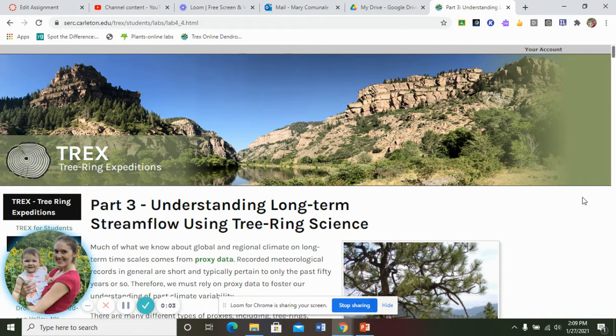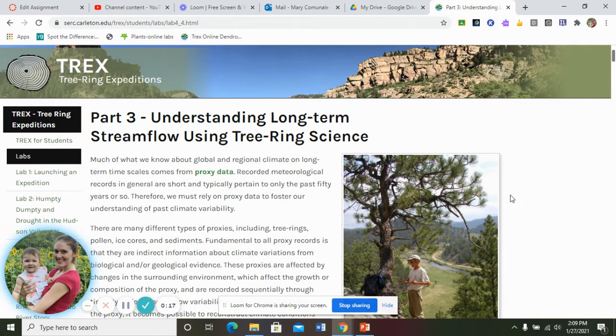All right, guys, so here's part 3. There wasn't actually any portion of your student activity sheet that was dedicated to part 3. However, there is a part 3. It's understanding the long-term stream flow using tree ring science. So it kind of got its own little assignment here.